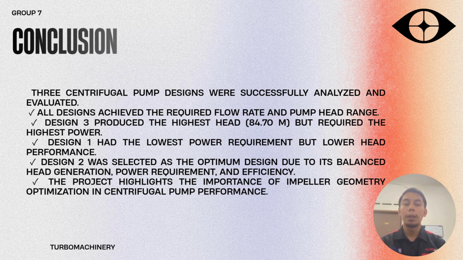Design 2 was selected as the optimum design due to its balanced head generation, power requirements, and efficiency. Lastly, the project highlights the importance of impeller geometry for optimization in centrifugal pump performance.